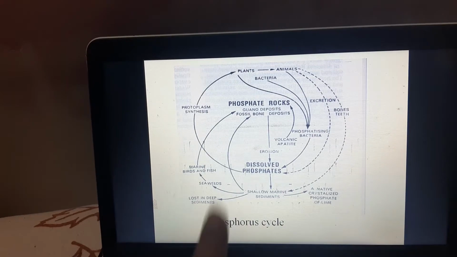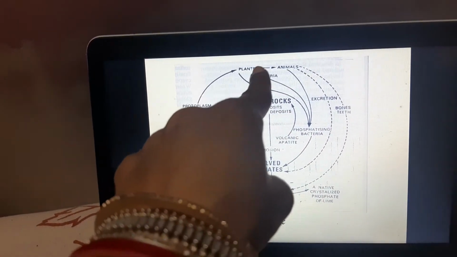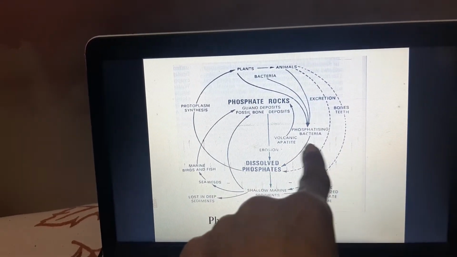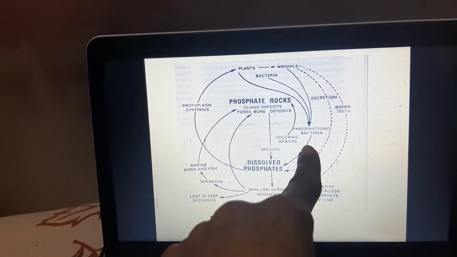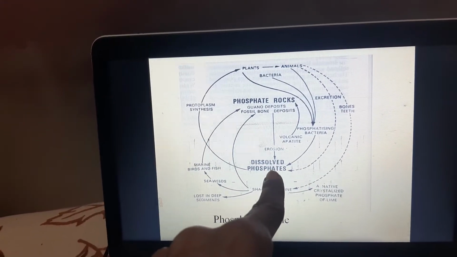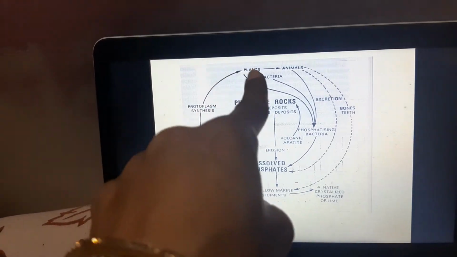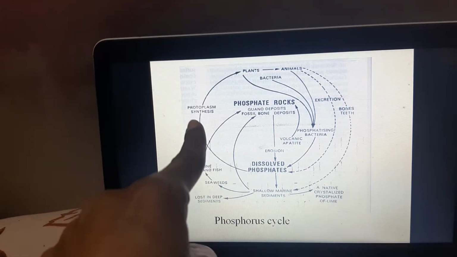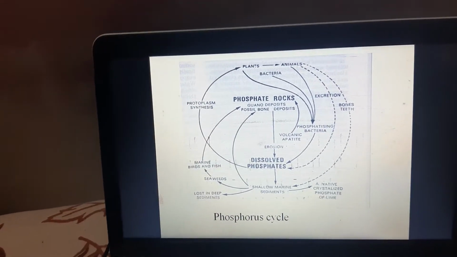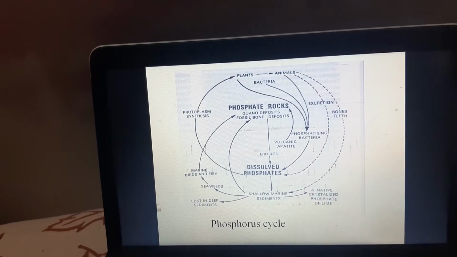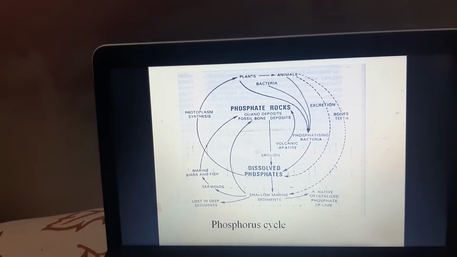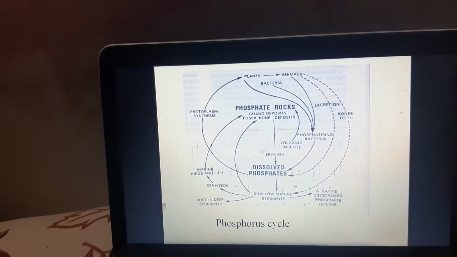The same way, when the animals become dead, phosphatizing bacteria will work upon them also and convert them to dissolved phosphate. These dissolved phosphates will be taken up by the plants and they utilize them for protoplasm synthesis. This is one way of circulation of the phosphate between the living organisms and the non-living environment.